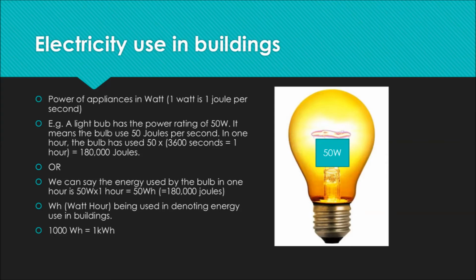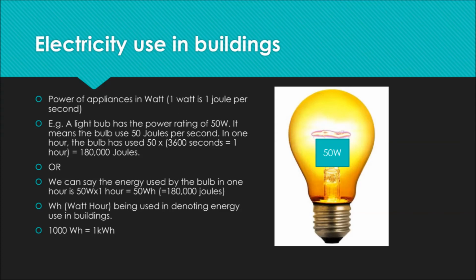So normally when you purchase appliances, it will show the power rating, normally the number that is followed by the letter W. And 1 watt is 1 joule per second. For example, a light bulb has the power rating of 50 watt. That means it uses 50 joules per second. In 1 hour, the bulb has used 50 times 3,600 seconds, and you are using about 180,000 joules.